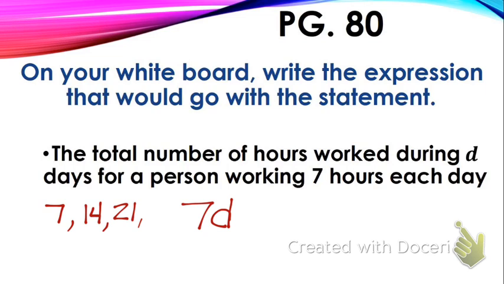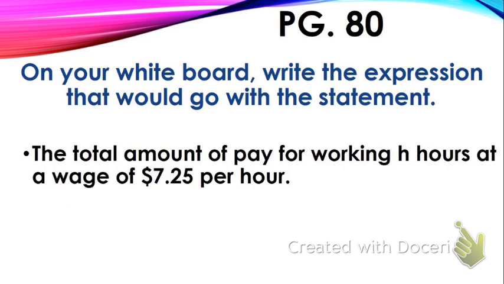Last one here. And then we're going to play a practice round of the game, and then we'll play the full game. The total amount of pay for working H hours at a wage of $7.25 per hour.